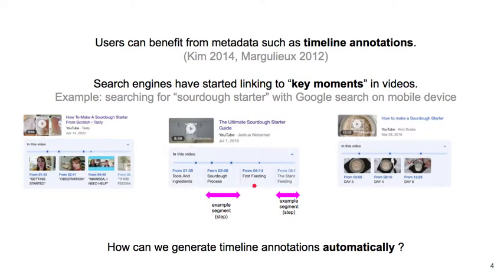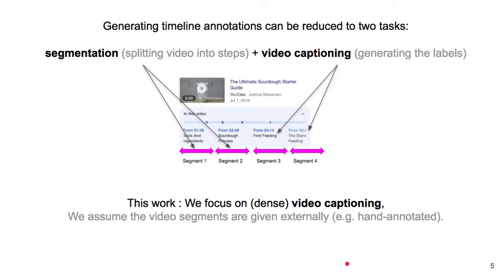The question is, can we generate those timeline annotations automatically? We can reduce timeline annotation generation into two tasks: segmentation, splitting the video into different steps, and video captioning, generating the labels for each of the steps. In this work, we focus exclusively on dense video captioning. We assume that the video segments are already given, either hand annotated or by another algorithm.